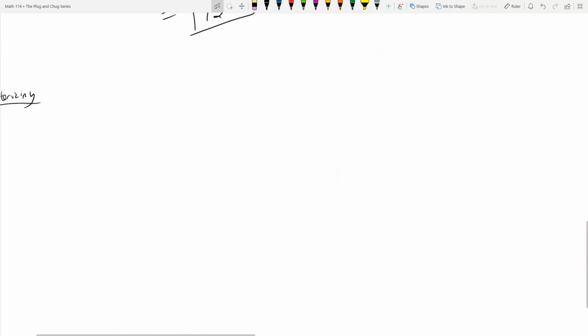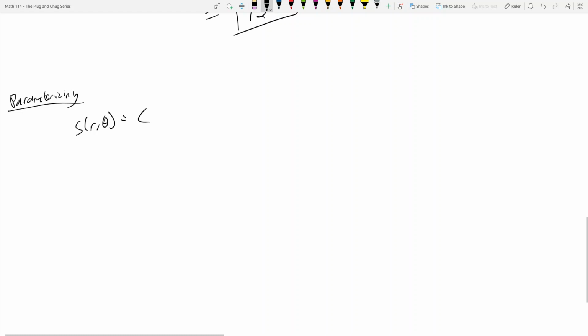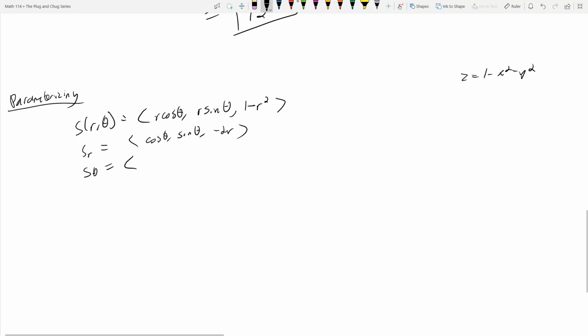And so what do I get then? I get S of r and theta is going to be r cosine theta for x, r sine theta for y. And remember, z was equal to 1 minus x squared minus y squared, so this becomes 1 minus r squared for z. All right, and now we need S_r cross S_theta. So S_r is equal to cosine theta, sine theta, negative 2r, and S_theta is going to be negative r sine theta, r cosine theta, 0.